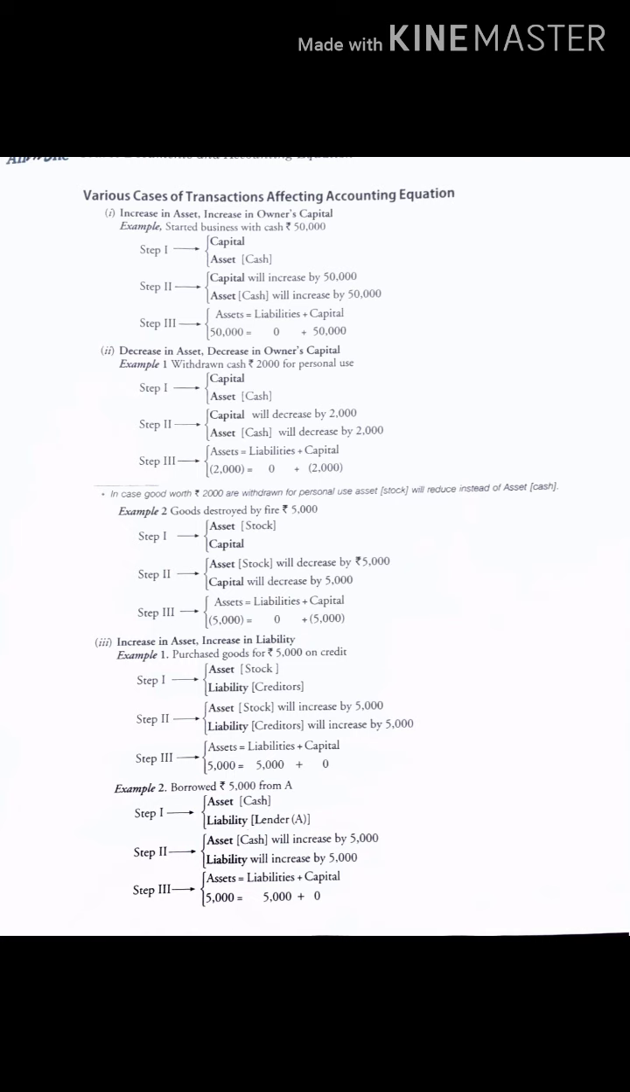Okay, now we will go through the examples. Now the first case is increase in assets, increase in owner's capital. We have already checked that. That is why I was asking you to make the table so that you can understand and relate to it. So first, what are we doing? We are doing increase in assets and increase in owner's capital. Now the example is: started business with cash 50,000.